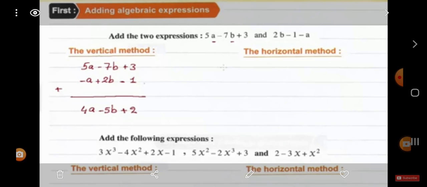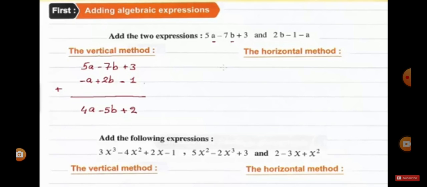Then I can make the sum: 5a minus a equals 4a, negative 7b plus 2b equals negative 5b, positive 3 minus 1 equals 2. Then the result is 4a minus 5b plus 2. And we will see the horizontal method in the next example.